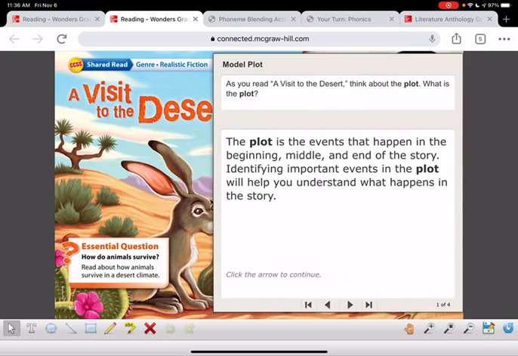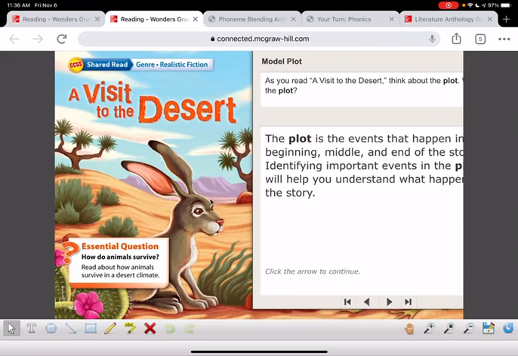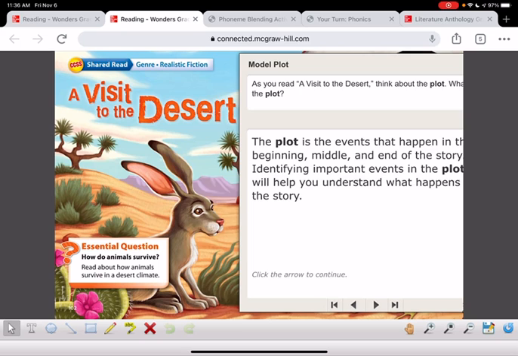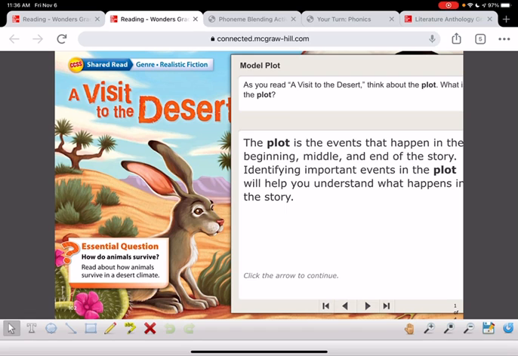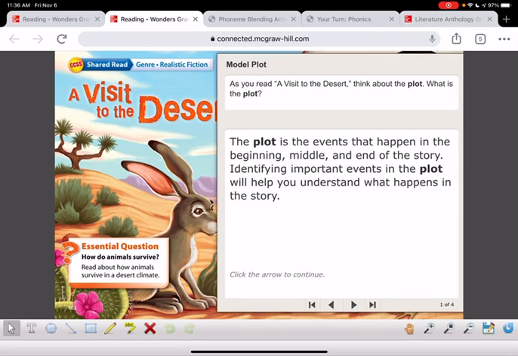So, let's go ahead and read A Visit to the Desert again together. That way we can see what the plot is, at least on this page. Essential question: how do animals survive? Read about how animals survive in a desert climate.